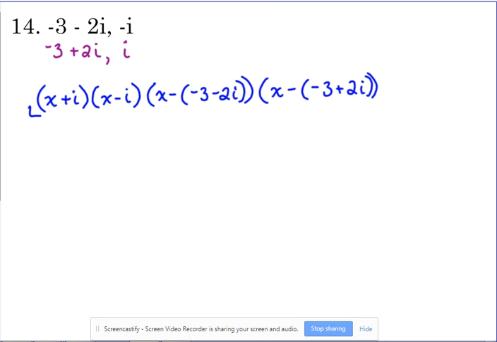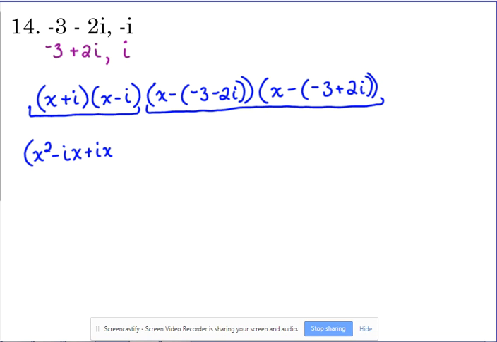I want to pair these up when I multiply them out, because it's like with the irrational. Remember, with the irrational, our square roots ended up canceling out. Well, a similar thing is going to happen with our i's. They're going to take care of each other if we pair them up with their conjugate. So when we multiply x plus i times x minus i, x times x is x squared. x times -i is -ix. Positive i times x is positive ix. And positive i times -i is -i squared. We'll simplify that in a second.